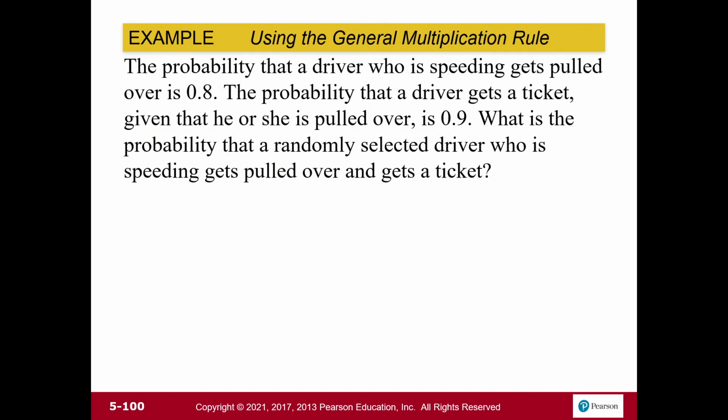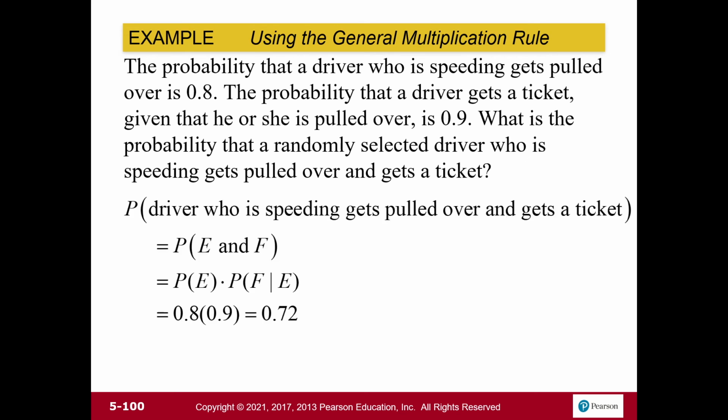So here's an example. It says the probability that a driver who is speeding gets pulled over is 0.8. The probability that a driver gets a ticket, given that he or she is pulled over, is 0.9. What is the probability that a randomly selected driver who is speeding gets pulled over and gets a ticket? So the probability of a driver who is speeding and gets a ticket would be E and F put together, and we would have to multiply these two probabilities. We would get 0.72.